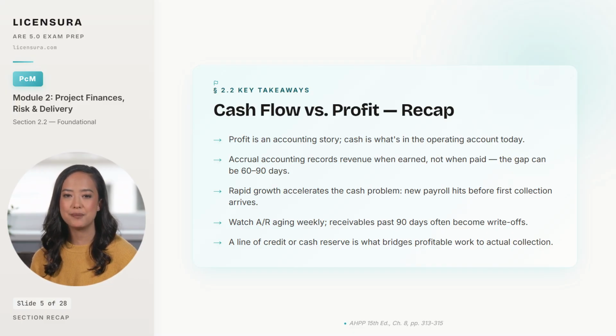But cash from that work typically arrives 60 to 90 days later, while payroll, rent, and insurance keep going out on their own schedules. Rapid growth makes the gap worse, not better, because new staff have to be paid for 2 to 3 months before the project they were hired for delivers its first collection. The single most important operational discipline is watching accounts receivable aging weekly, because receivables past 90 days frequently become write-offs. And the bridge between profitable work and surviving the wait for cash is either a working line of credit or a deliberate cash reserve. Without one of those, a profitable firm can still fail.